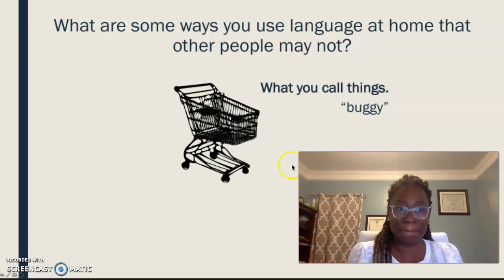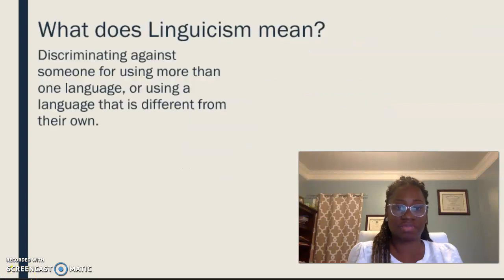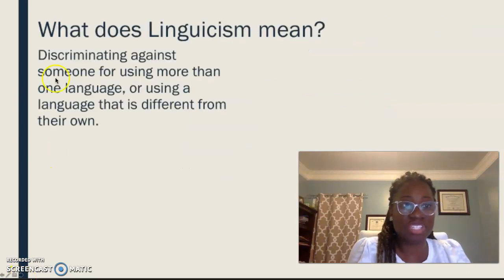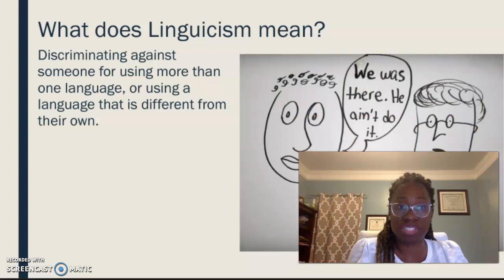Okay, so I'm sure you get the point now of what is expected from your lesson plans. And on her last slide, she has "What does linguism mean?" And she talks about discriminating against someone for using more than one language or using a language that is different from someone else's. Okay, so now she's going to have images and explain it to the buddy.